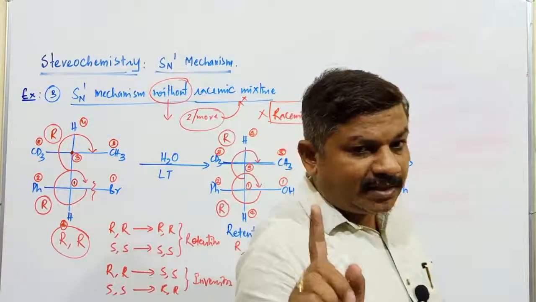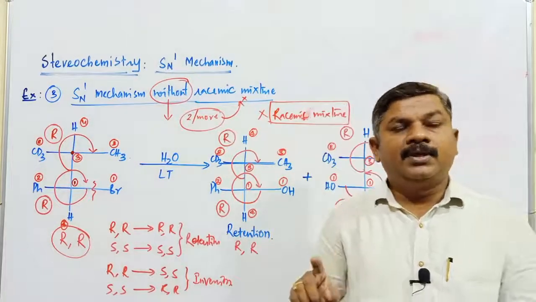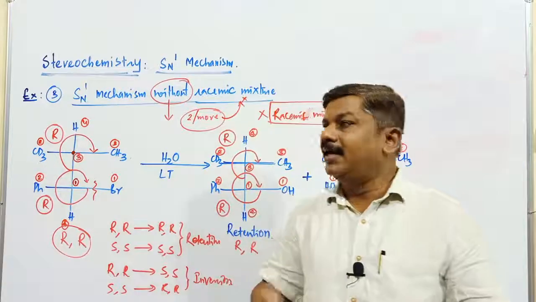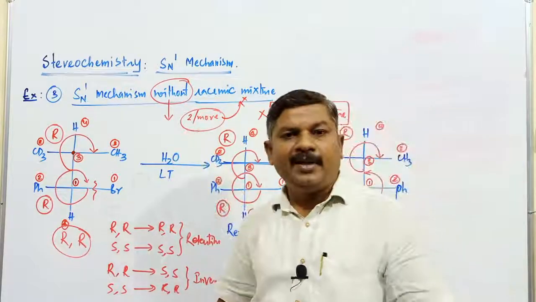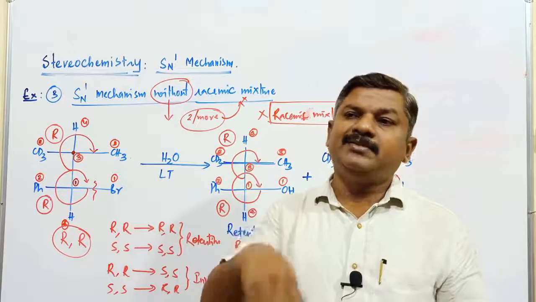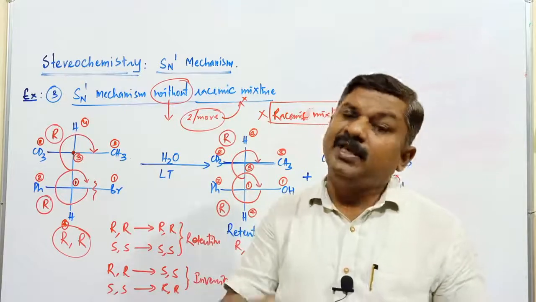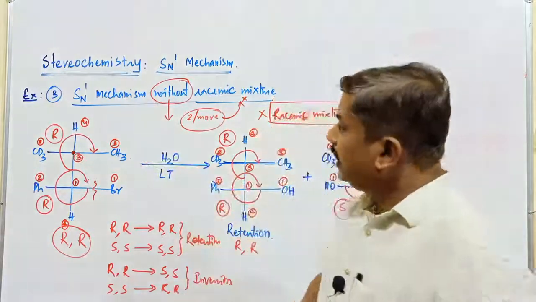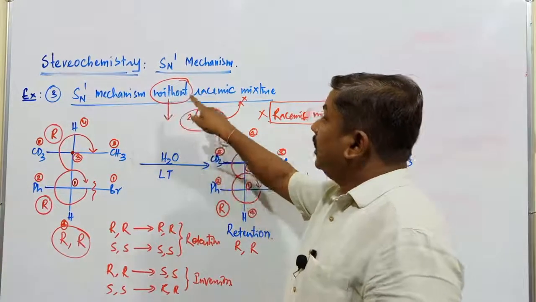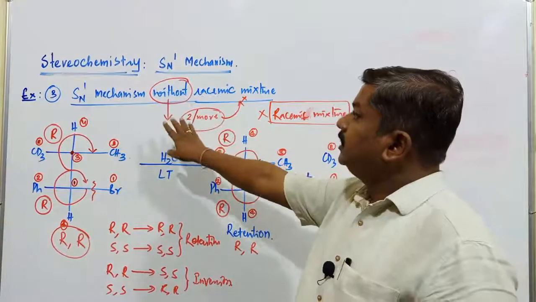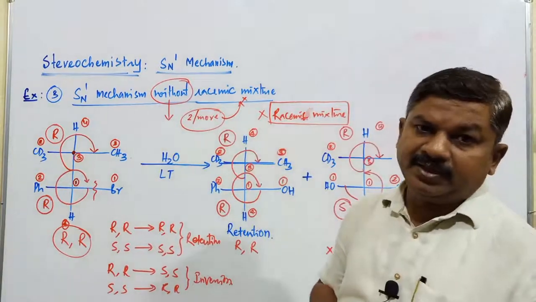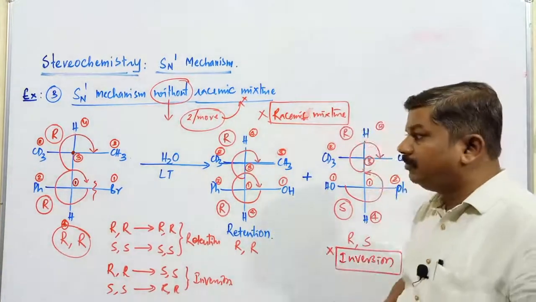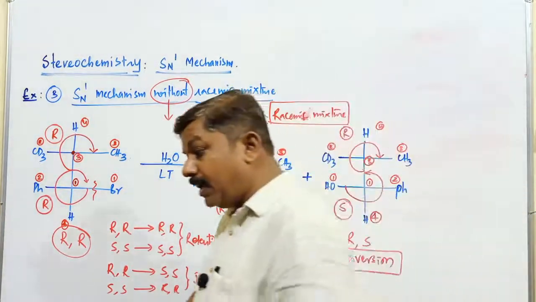In the first example, I have clearly explained the formation of the racemic mixture. That is a simple example. In the second example also, I have explained the formation of racemic mixture with a certain amount of rearrangement. And in the third example, I have clearly explained that the SN1 mechanism takes place, but without racemic mixture. These are the 3 important examples for SN1 mechanism.